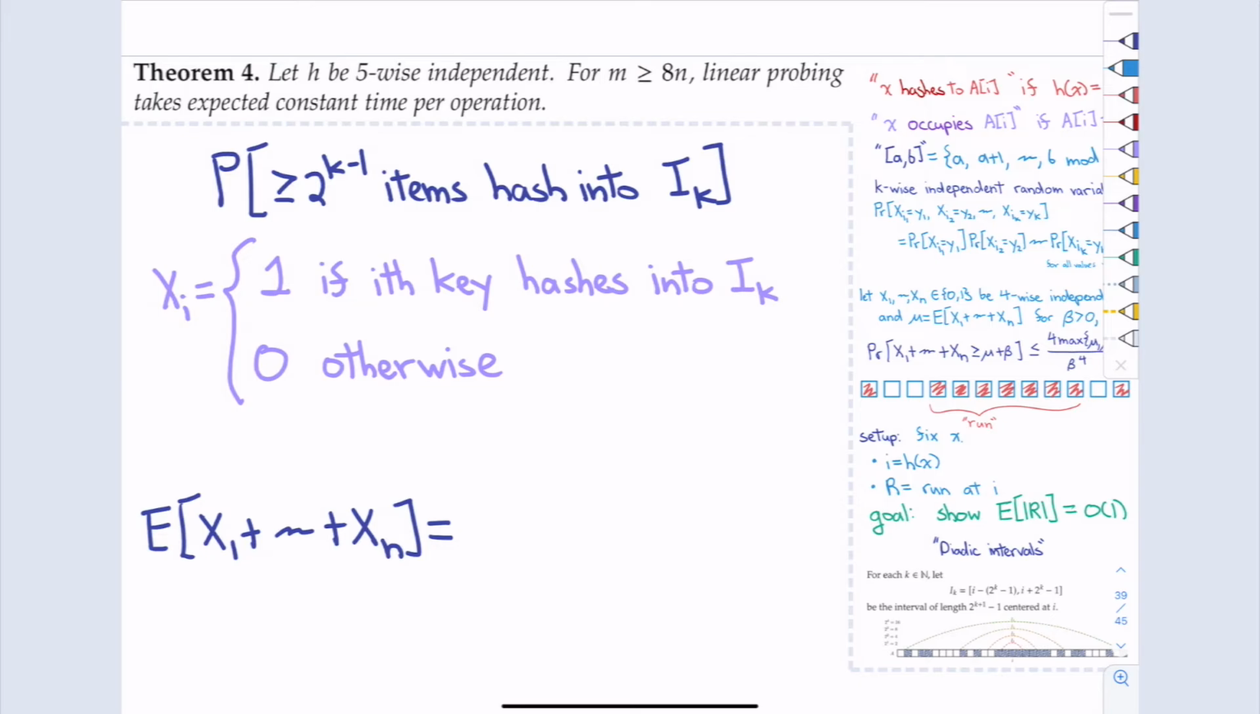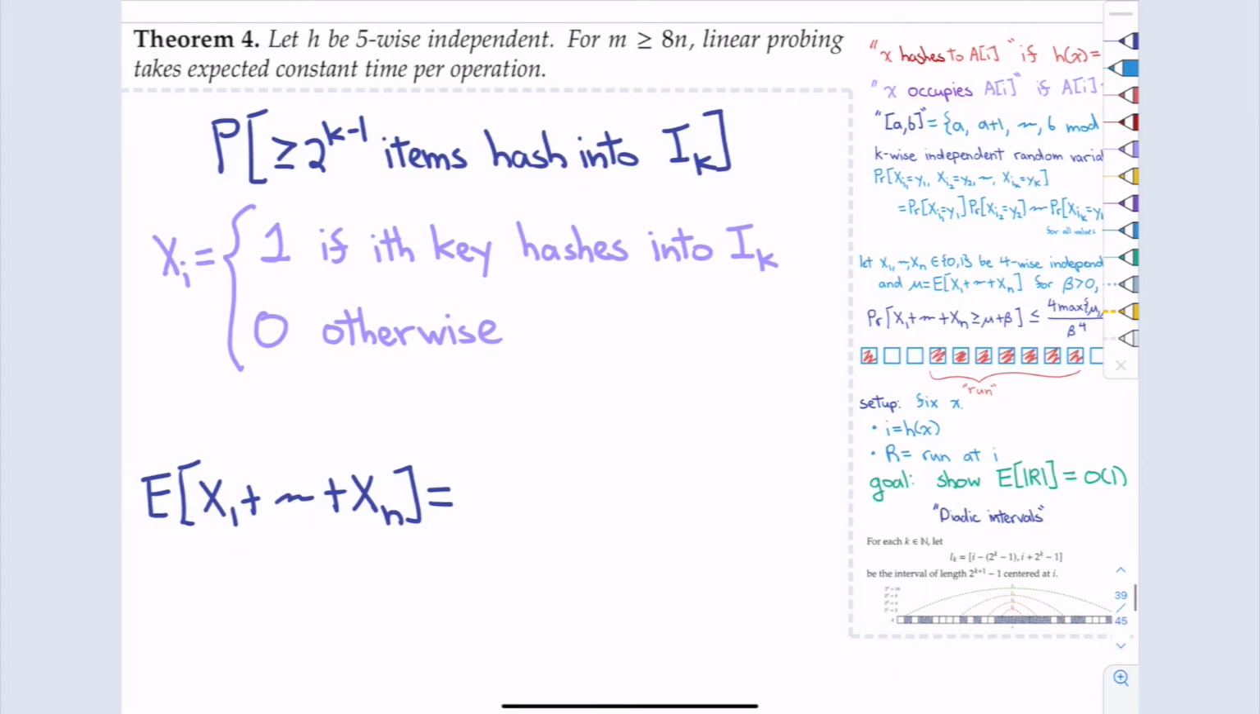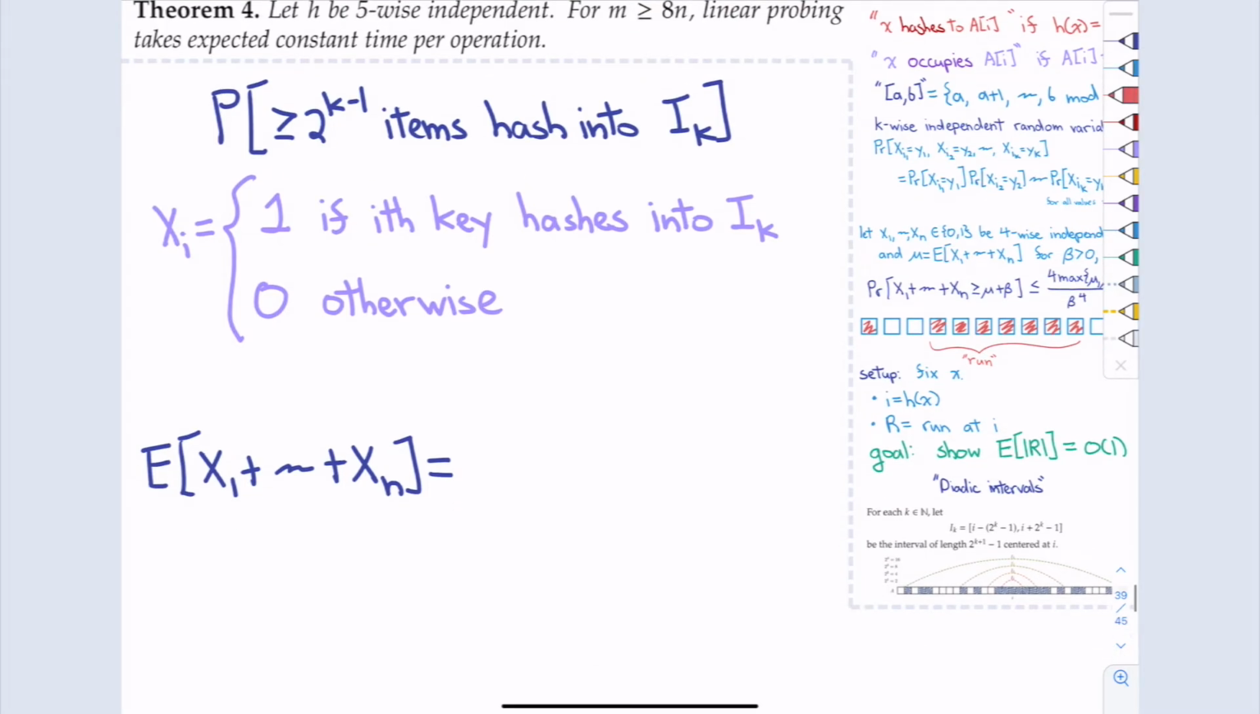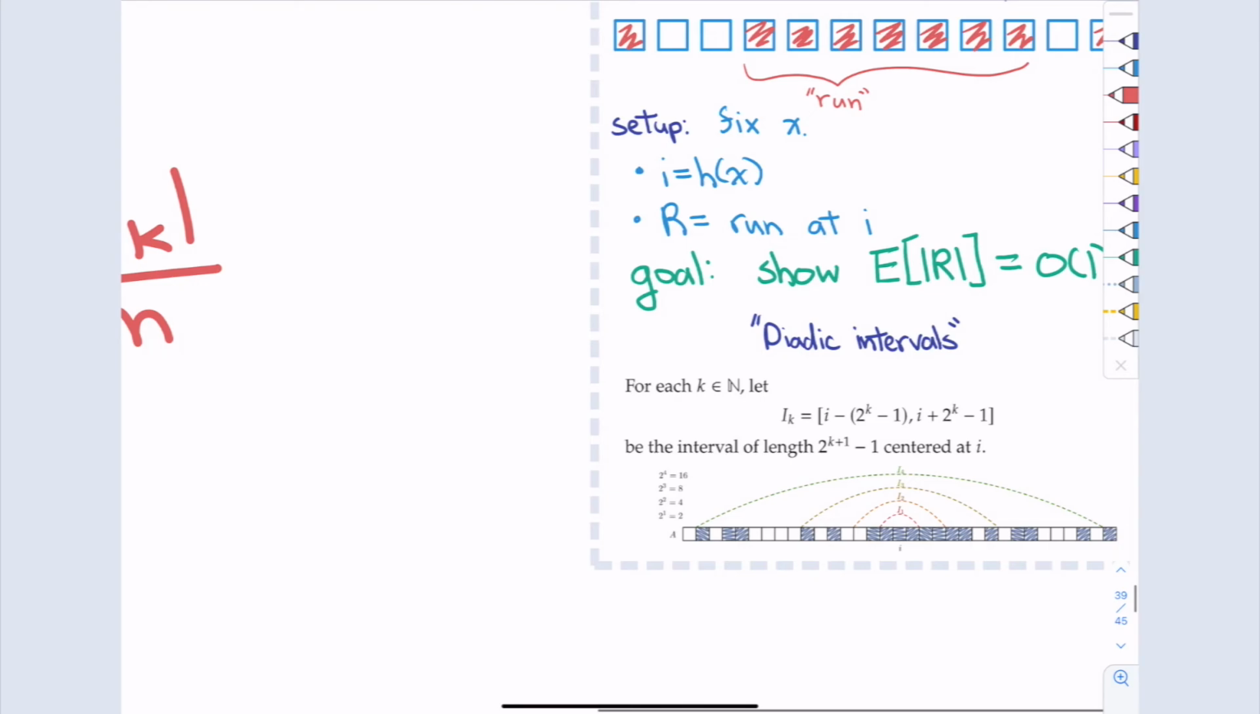The expected value of x1 up to xn, right? Well, by linearity of expectation, I'll skip some writing. Each of them is uniformly at random among the m slots, right? So each of them is going to fall into I sub k with probability the size of I sub k over m. And meanwhile, I sub k had size, I wrote it down here, 2 to the k plus 1 minus 1 or something. Okay, you guys can see that too.